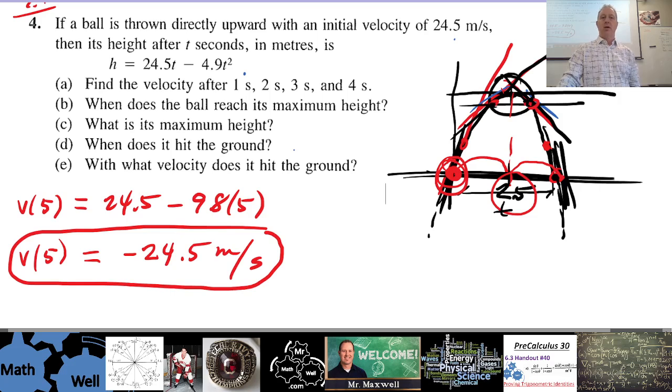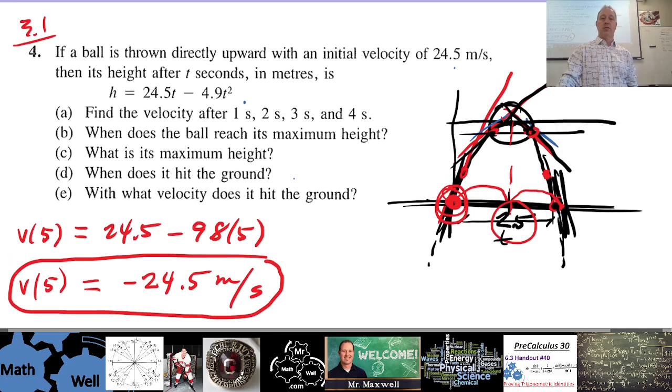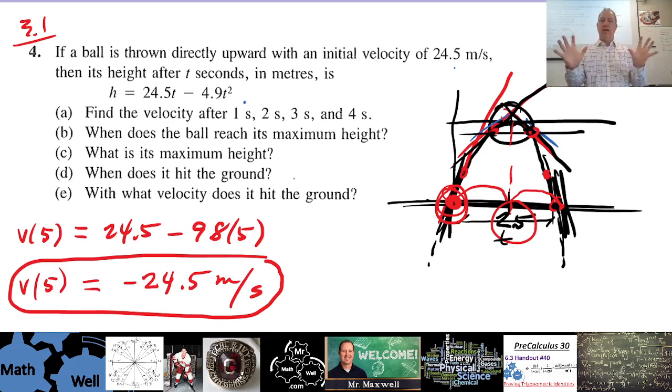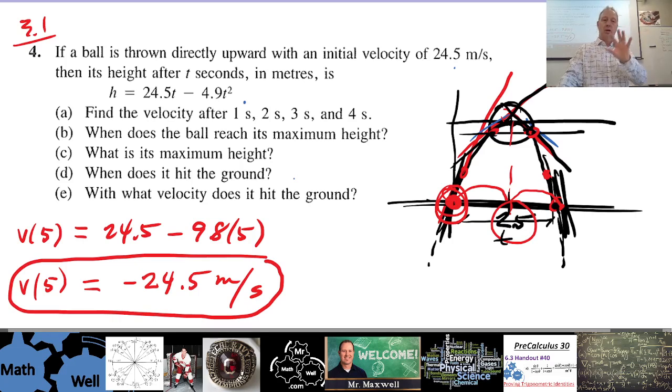Okay? All right, so let me know. Do you have any questions about this question, or does all of that kind of make sense? Because this is a very all-encompassing question. This is perfect for these sections here. It's got a little bit of everything in it.